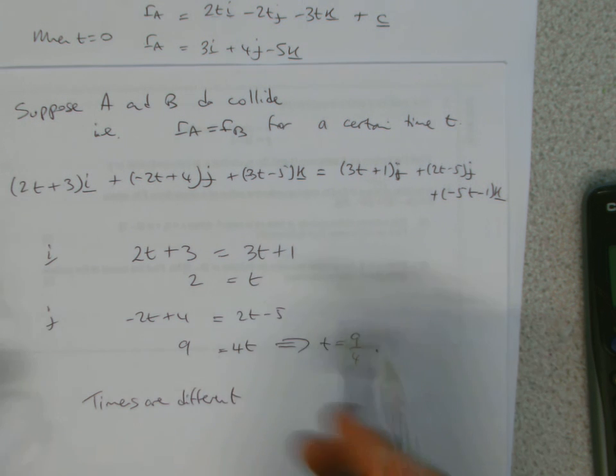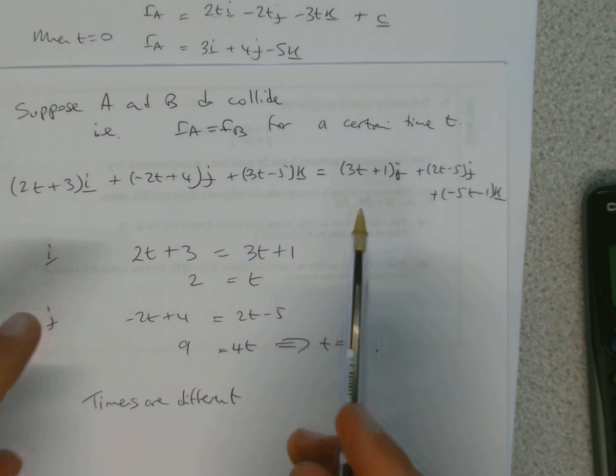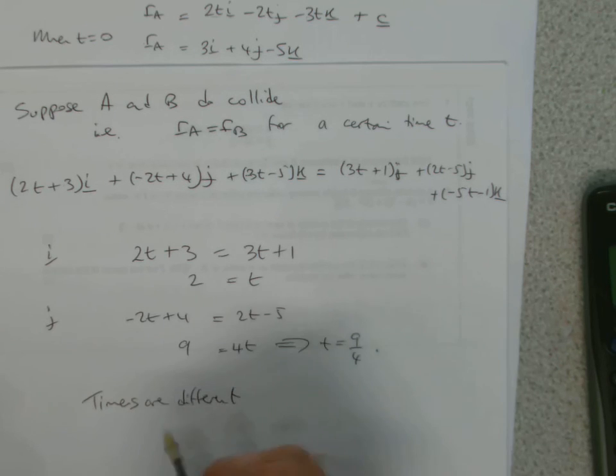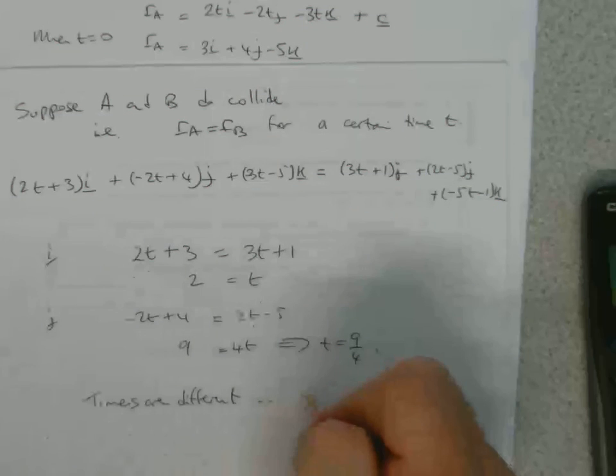In other words, the i's are the same for R_A and R_B, but the j's are the same for R_A and R_B at a different time, so they're not going to collide. Times are different. Therefore, balloons do not collide.